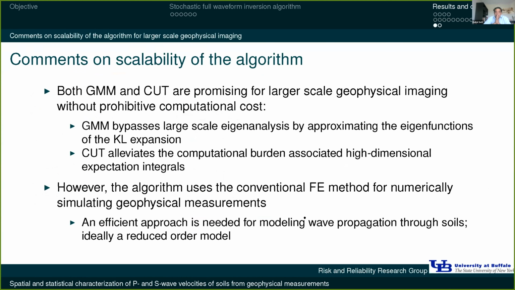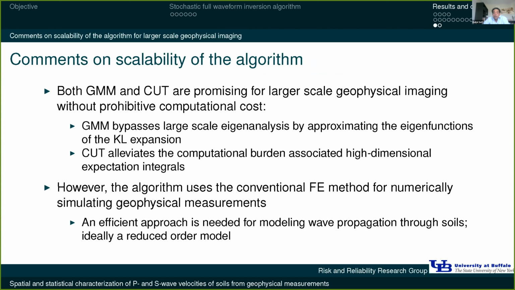Now, a few comments on the scalability of the algorithm. Because of GMM and CART, this algorithm can be used for larger scale geophysical imaging without prohibitive computational cost. GMM bypasses large-scale eigenanalysis by approximating the eigenfunctions of the KL expansion, and CART alleviates the computational burden associated with high-dimensional expectation integrals.